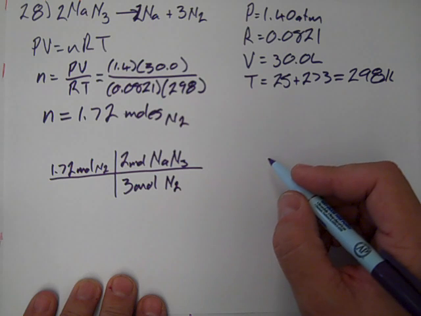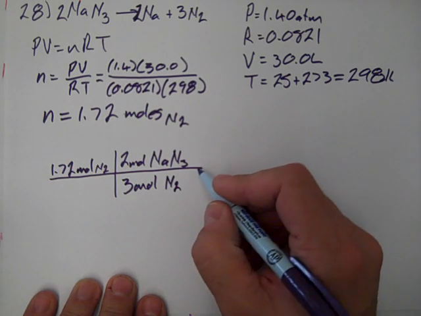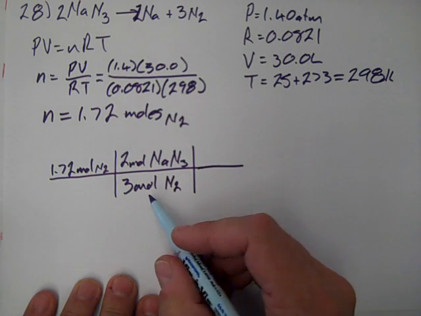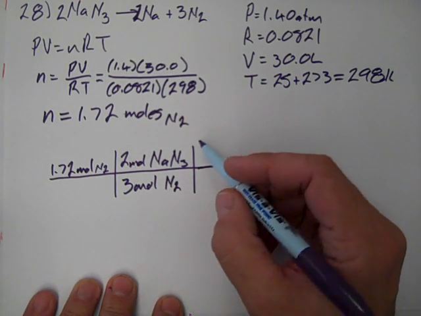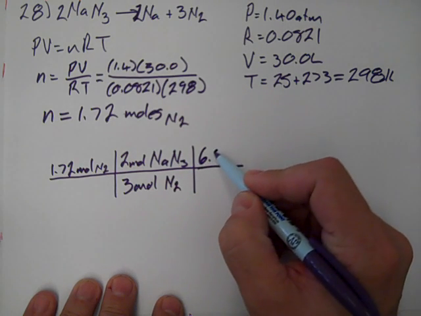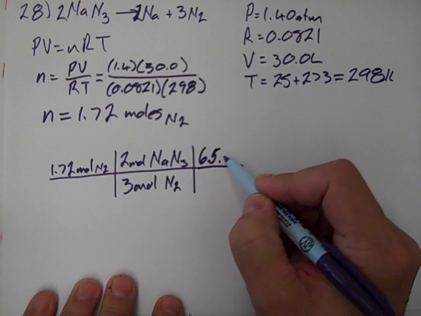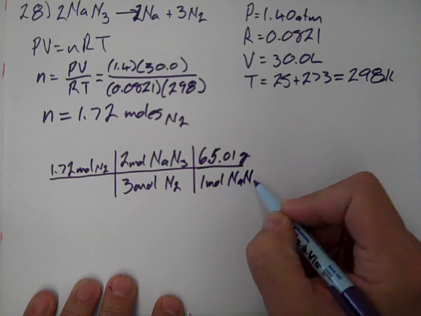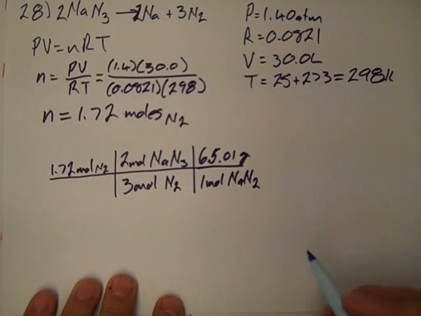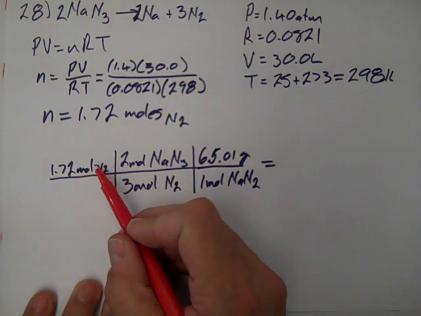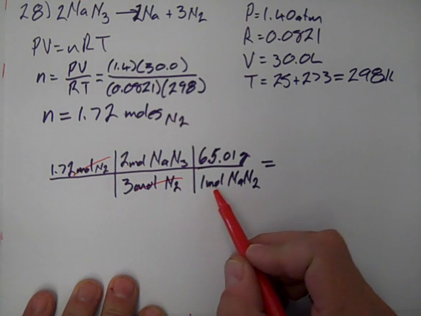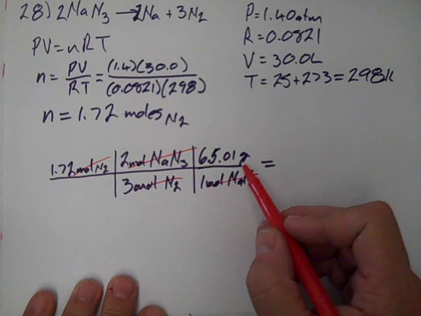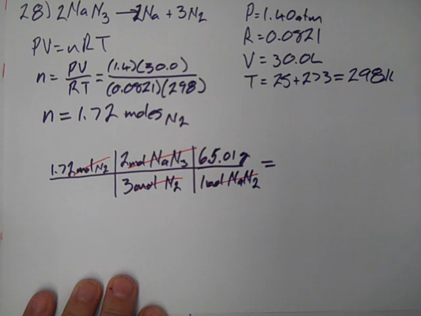And instead of finding the answer to this and then doing another problem, I'm just going to keep going on my conversions, and I'm going to put down that I also know that there are 65.01 grams for every 1 mole of sodium azide. Now when I solve this, we can see moles of N2 are going to cancel, moles of sodium azide are going to cancel. The only thing I'm going to be left with for units is grams, and that's what I'm supposed to find. Grams that I need in order to blow up that airbag.